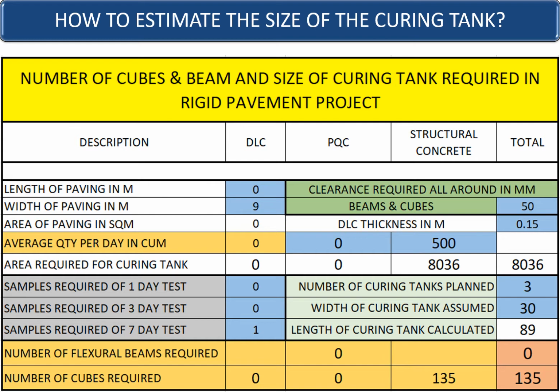Depending upon the area and the land availability, you will automatically get the number of tanks required, the length and width of each tank required in the project, and the number of cube moulds required in totality in the project. In this particular sheet, we have shown only the structural concrete, which amounts to 500 cubic meters, and we will be requiring around 135 cubes in total.